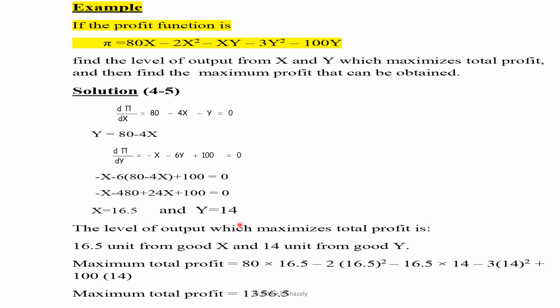Now we have y and x. The level of output from each one is y equal 14 and x equal 16.5. So we're going to have the maximum profit on the original equation, this one. Every time we see x, we'll put 16.5. Every time we see y, we'll put 14. All right, so we're going to just calculate it on our calculator, and we're going to have the maximum total profit equal this, and this should be a currency, any currency, dollar, LE, whatever.